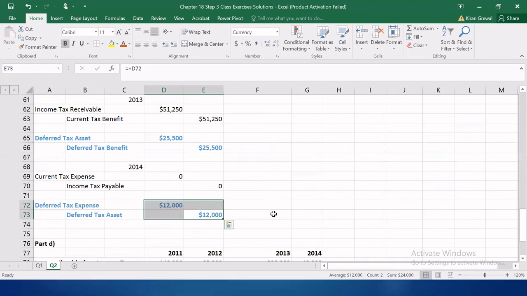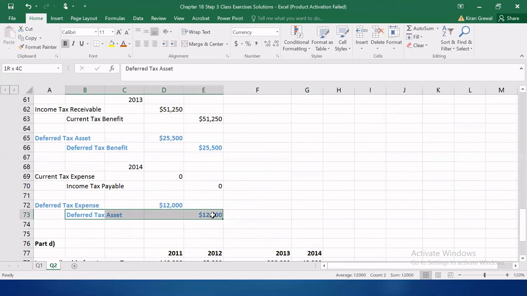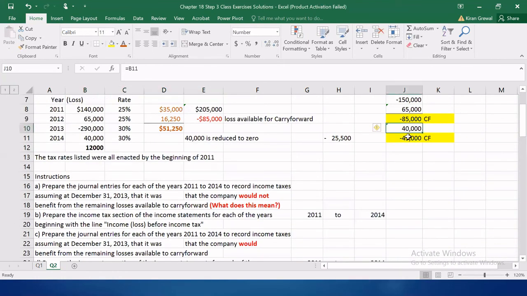Another way to get to this 12,000 is to see how much you want left in your deferred tax asset account at the end of the year. At the end of the year, we have $45,000 left to carry forward. If we multiply this by the tax rate, which is your current tax rate, we still need to have $13,500 in our deferred tax asset account. We had $25,500 in our deferred tax asset account. We need to have $13,500.